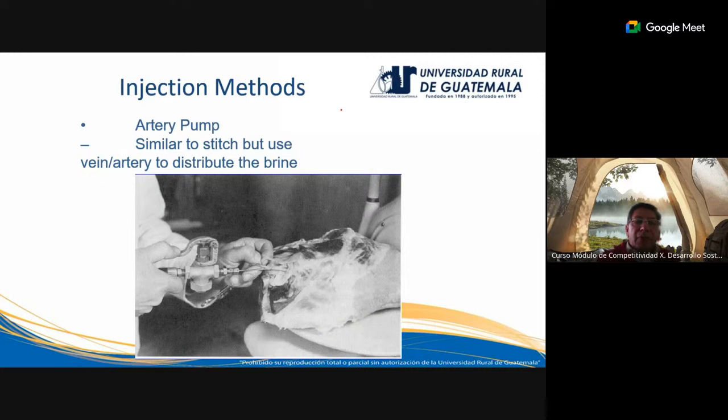And there are another type of machine that is used to inject meat, and this is called artery pump. It is similar to stitch, but use the vein artery to distribute the brine. So this is similar to the previous machine, and this is another machine that we can use to inject the meat and preserve it for the market, for the marketing.